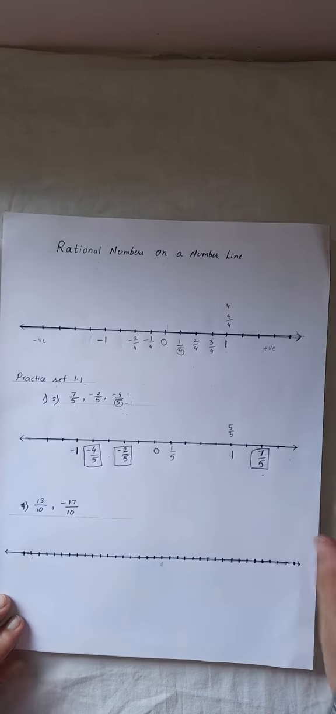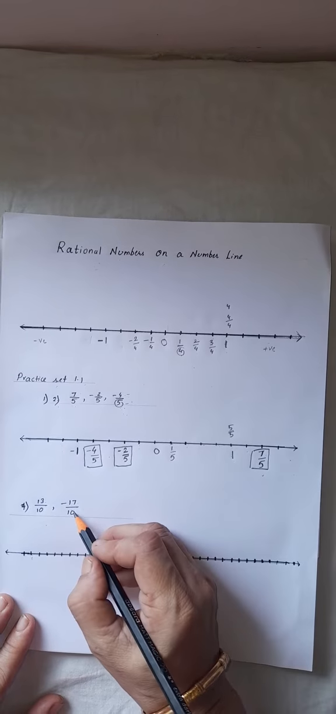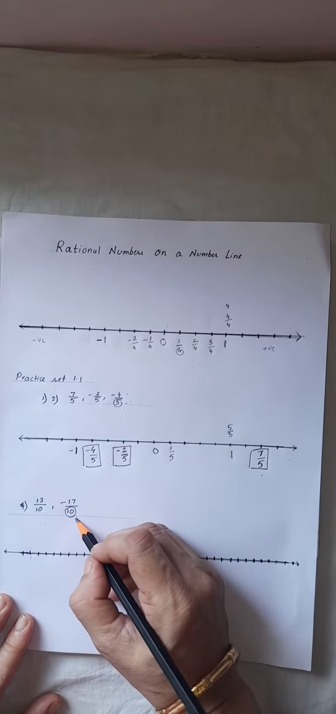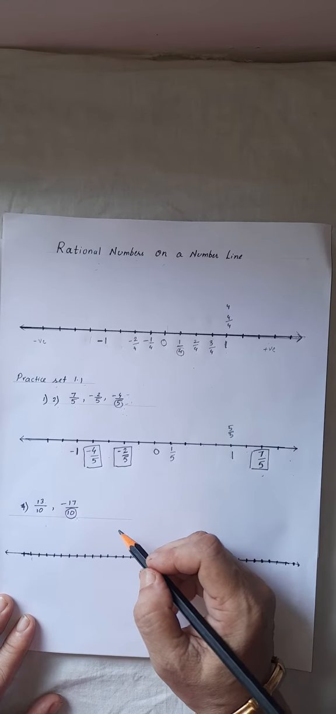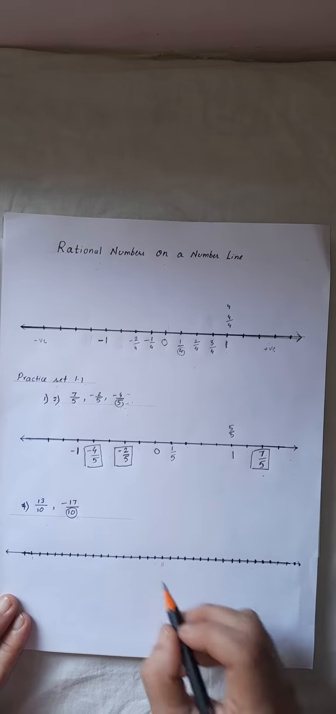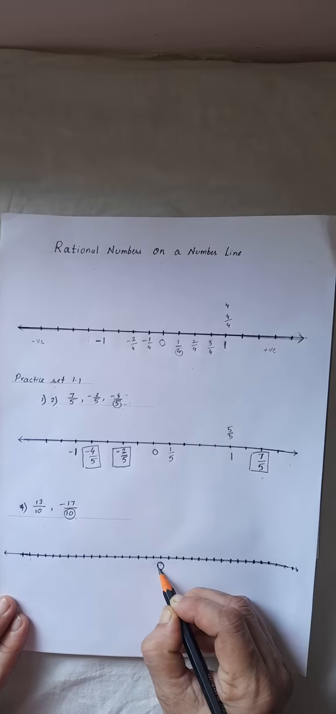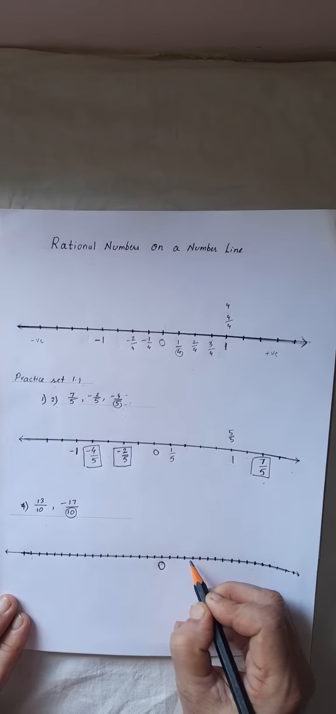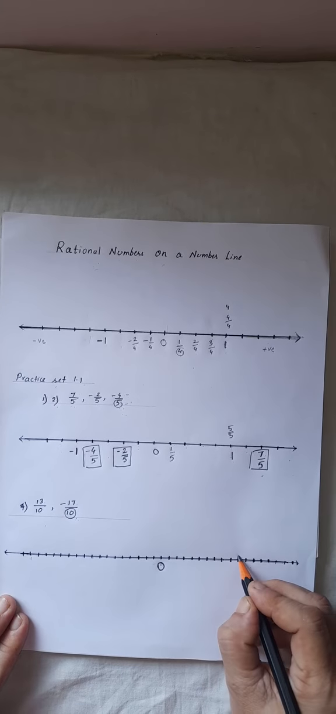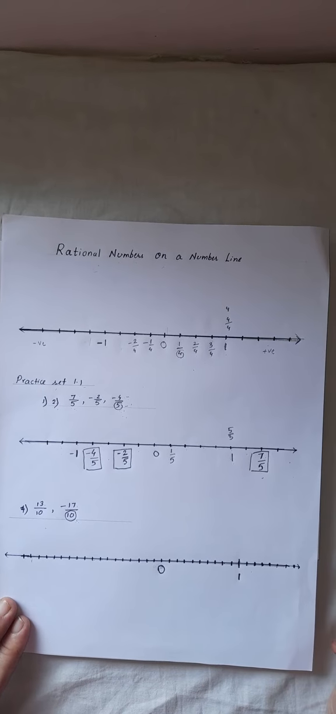Now we'll go to the next question. We have 13 upon 10 and -17 upon 10. Now they have asked you to divide a number line into 10 parts. That means if I mark 0 here, I need to mark 1 after 10 points. So suppose I mark 0 here, this is 0, 1, 2, 3, 4, 5, 6, 7, 8, 9 and 10. My number 1, that is unit 1, will be at 10 points.